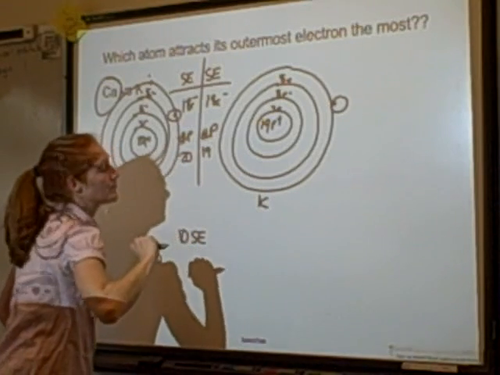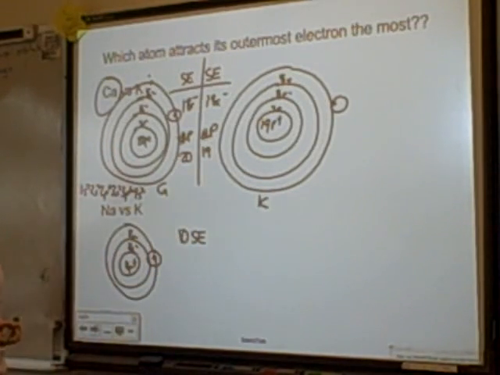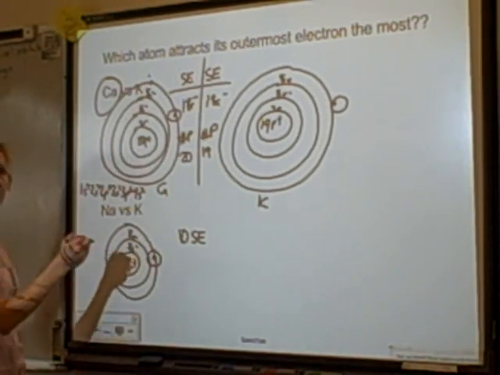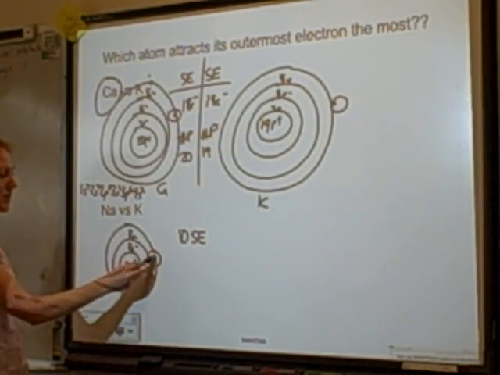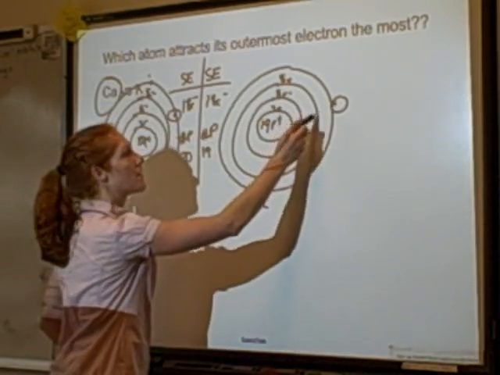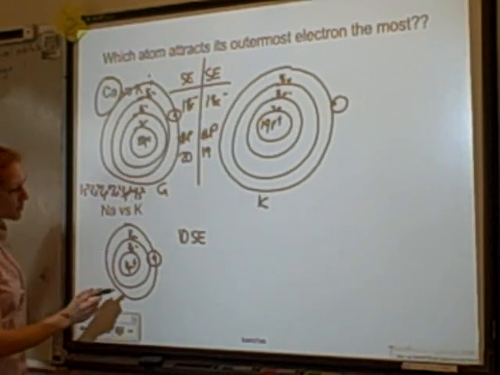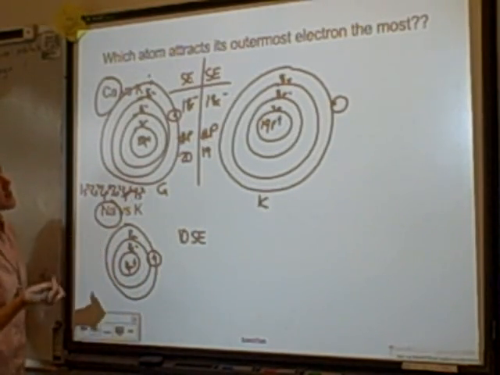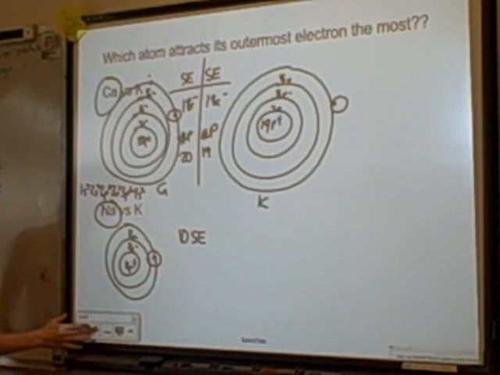So more shells of electrons in this guy means there's more blocking of that outer negative electron from the positive nucleus charge. Alright, so which one attracts its outermost electrons the most? The one that has fewer shells. I would rather be in the 3rd row of a concert than the 4th row, especially if there are lots of tall people. So sodium attracts its outer electrons the most.